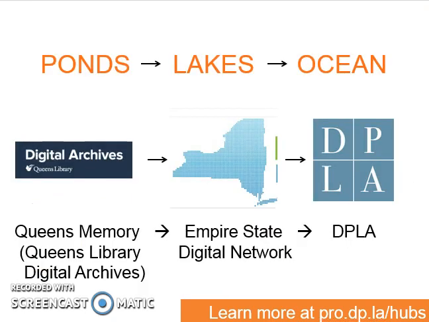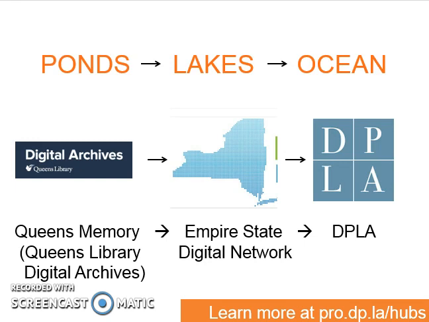To help visualize the service hub relationship, one can imagine the local historical society or public library, and the example here, Queens Public Library, as a pond, containing in it unique, valuable cultural content. These ponds send their content through the tributaries to the lakes, DPLA service hubs, here the Empire State Digital Network. ESDN aggregates data from various cultural heritage institutions across the state or region. The service hubs then feed this content through the rivers to the ocean, which is DPLA.